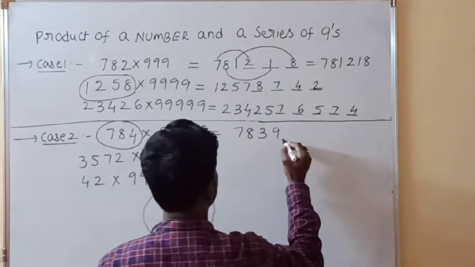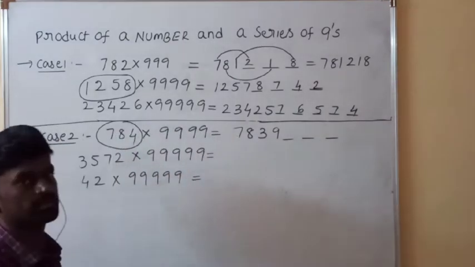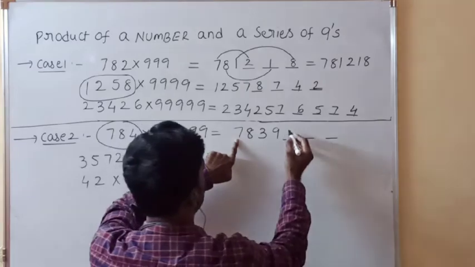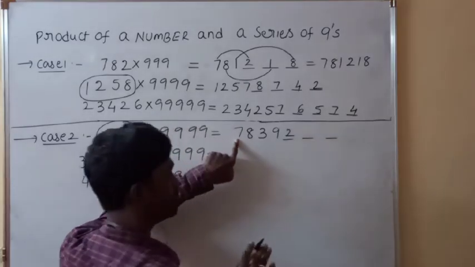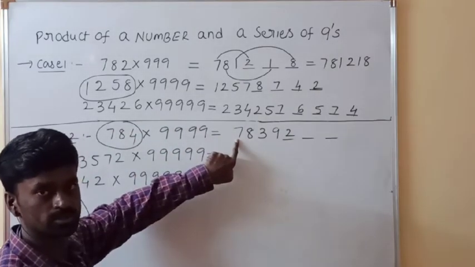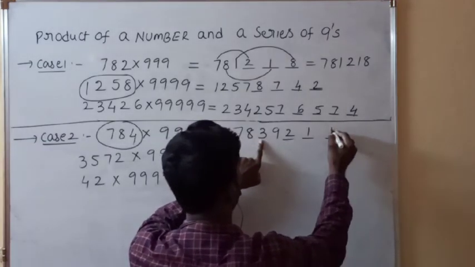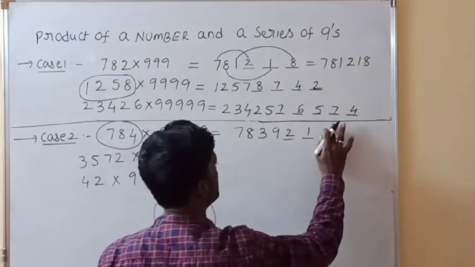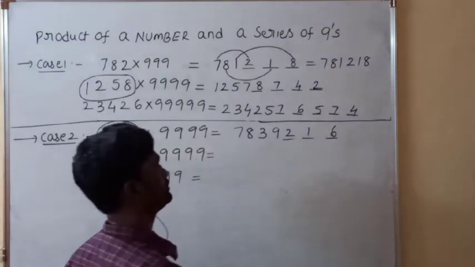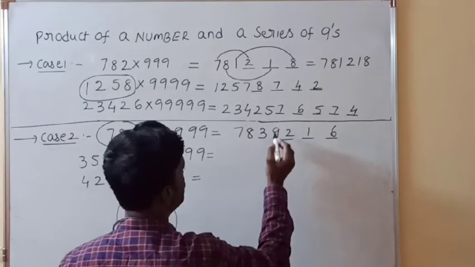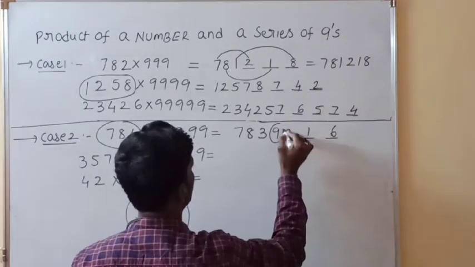Then the remaining 3 digits as it is. Here the first digit is 7. 7 plus how much is 9? 2. Next, 8 plus how much is 9? 1. 3 plus how much is 9? 6. So the answer is 7, 8, 3, 9, 2, 1, 6. Suppose you are getting confused about how many nines are extra, for that you make it round.